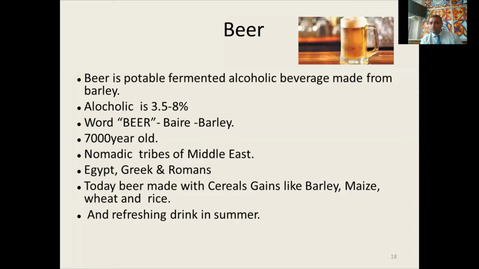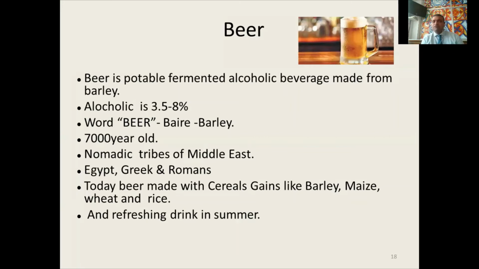Beer is a potable fermented alcoholic beverage. It is made from barley. I repeat, the barley grain is fermented, and after fermentation it turns into alcohol and is safer to drink. It is known as beer. Generally, it has an alcohol percentage of about 3.28%. As for how the word came, from barley, it's from the bear, from the bear towards the beer. So that's how the name came.